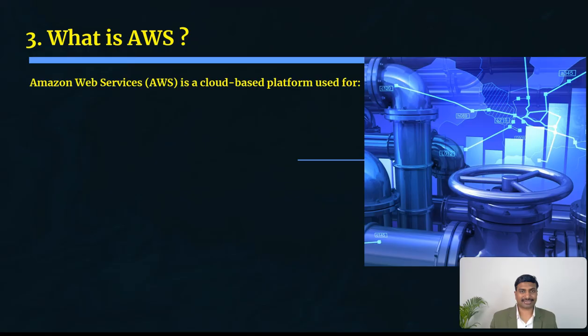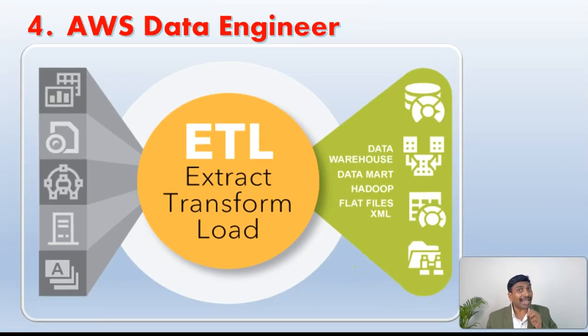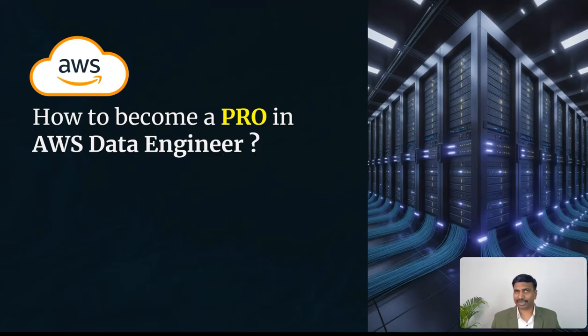Amazon Web Services. It's a cloud-based platform used for file storage, data storage, app storage, engineering, data science, analytics, AI, and virtualization activities, and more. AWS is from Amazon company. In our AWS Data Engineering, we are going to use Amazon products to implement ETL and warehouse activities. Now, what are the products?